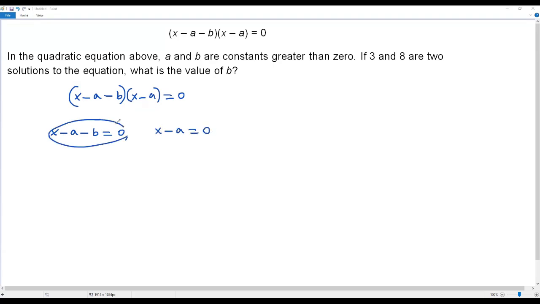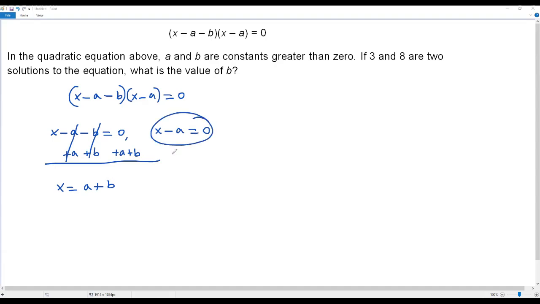Now let's solve for x in this equation. For that, I have to add a and b to both sides of the equation. Let me add it: positive a, positive b here, and positive a, positive b here. So when I add a and b to both sides, the negative a and negative b cancel. I'm getting x equals a + b on the right side. I got one of the values of x, that is a + b.